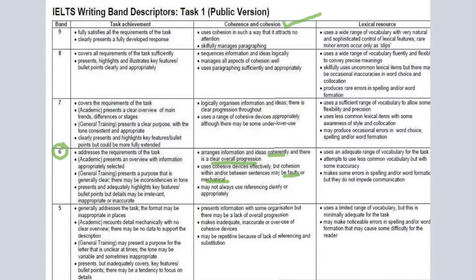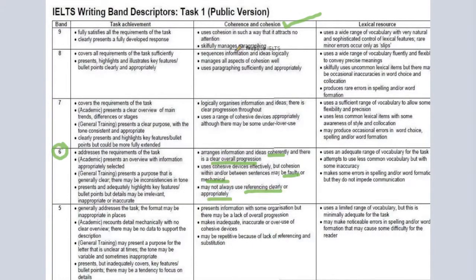What do we mean by mechanical? That you have kind of mugged up: the first connector that I'll use would be moreover, the second connector I would use would be furthermore. If it's mechanical, the examiner would end up understanding that it's mechanical. So you need to avoid that as well. You may not always use referencing clearly or appropriately. Referencing basically means using pronouns like it, they. These are called referencing. When you're referring to the same thing that you've mentioned before, it's called referencing, and that is also not clear or appropriate. So these are the mistakes that you make, and that's the reason you end up scoring 6 bands.